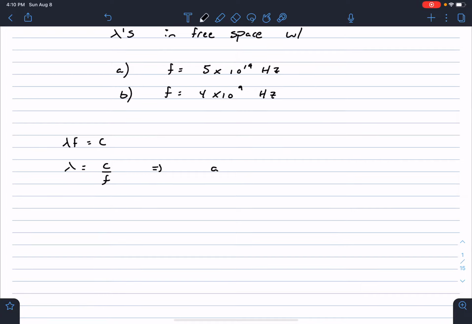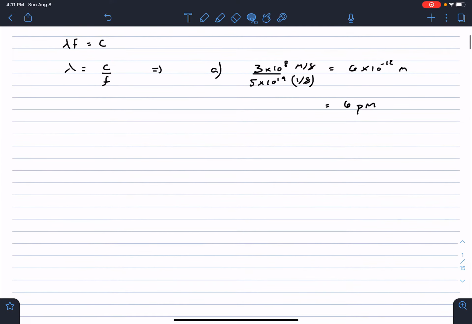For part A, enter in the speed of light, 3 times 10 to the 8 meters per second, over 5 times 10 to the 19, 1 over seconds. That's hertz. That'll give you a value of 6 times 10 to the negative 12 meters, because this will cancel with this. And that gives you a value of exactly 6 picometers. So there's the first answer.